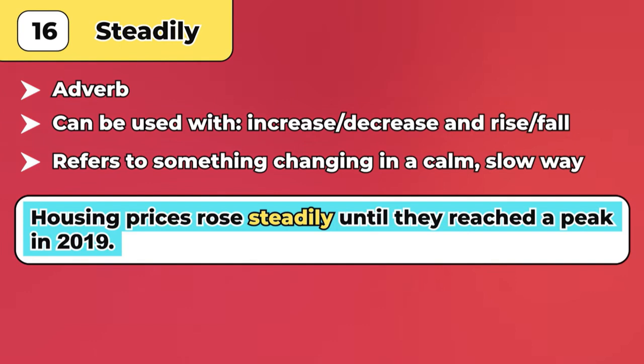Steadily is another excellent adverb. This refers to something changing in a calm, slow way. Housing prices rose steadily until they reached a peak in 2019.